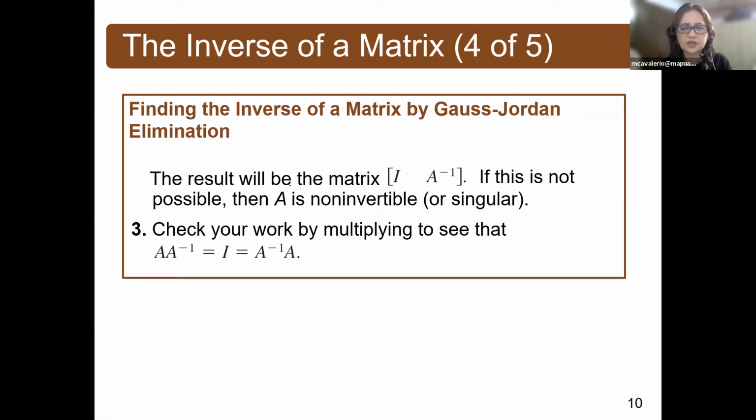So as you go on with your elementary row operations using Gauss-Jordan elimination, the left side of the matrix, which used to be A, is now transformed into an identity matrix, whereas the right side, previously I, is now transformed into the inverse of A. If this is not possible, then A is non-invertible or singular. And then you simply check your work by multiplying to see that A times the inverse of A equals I, which is equal to the inverse of A times A.